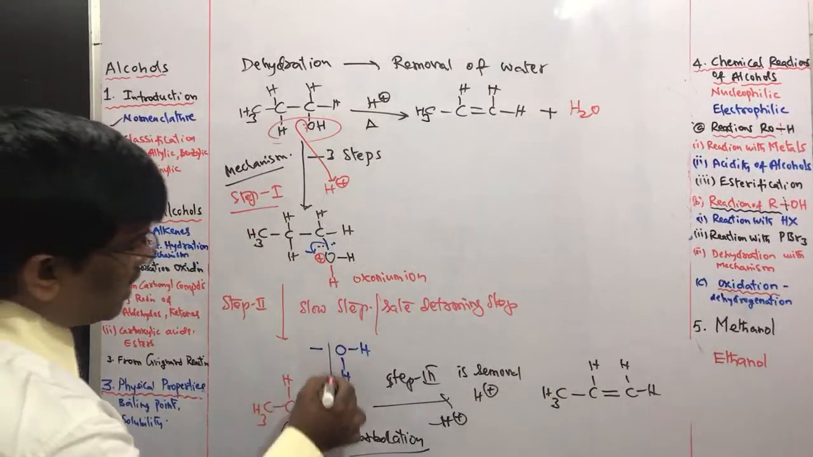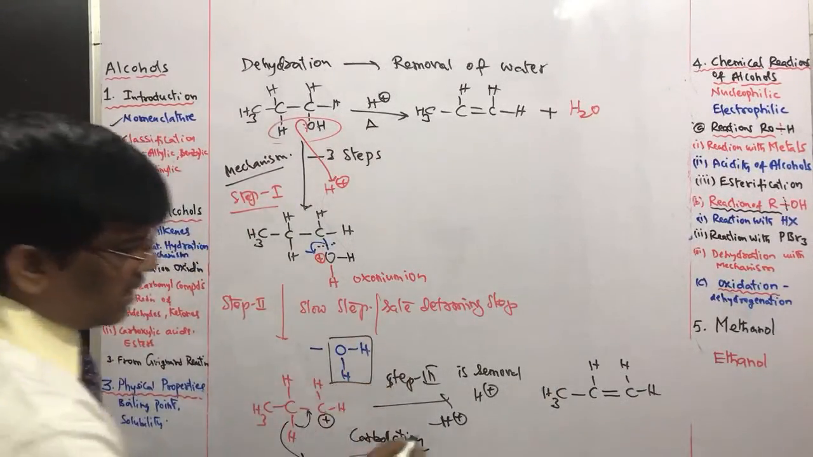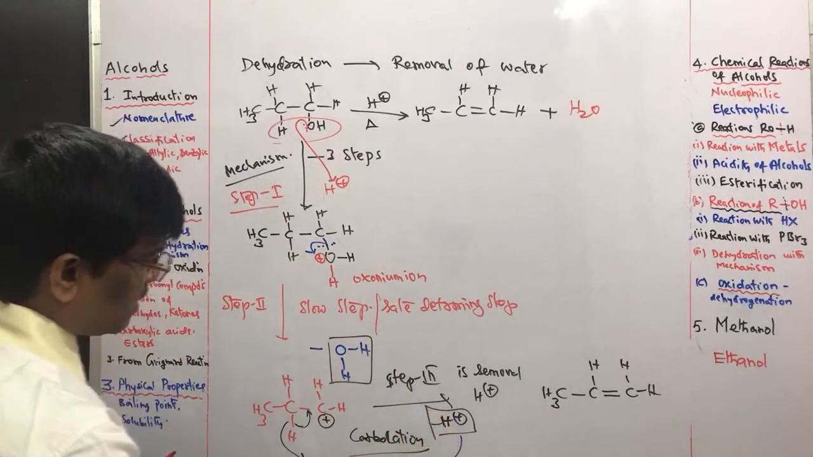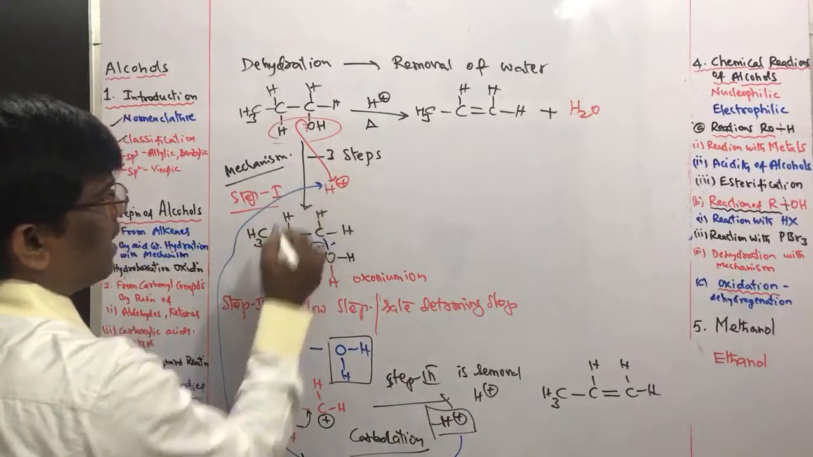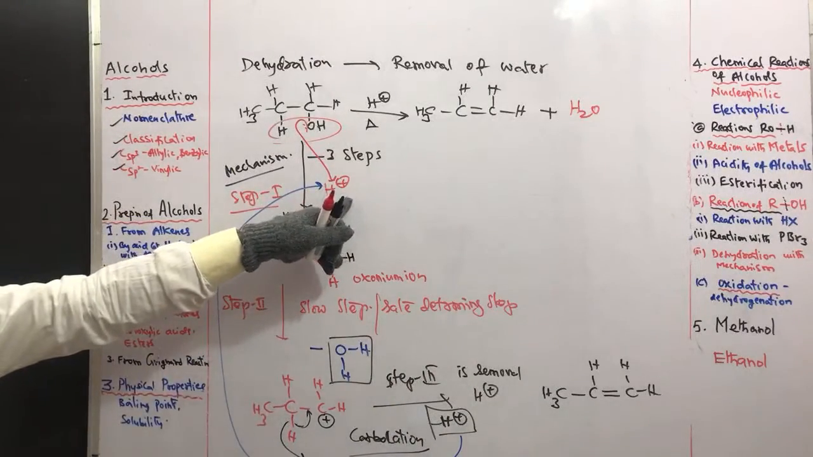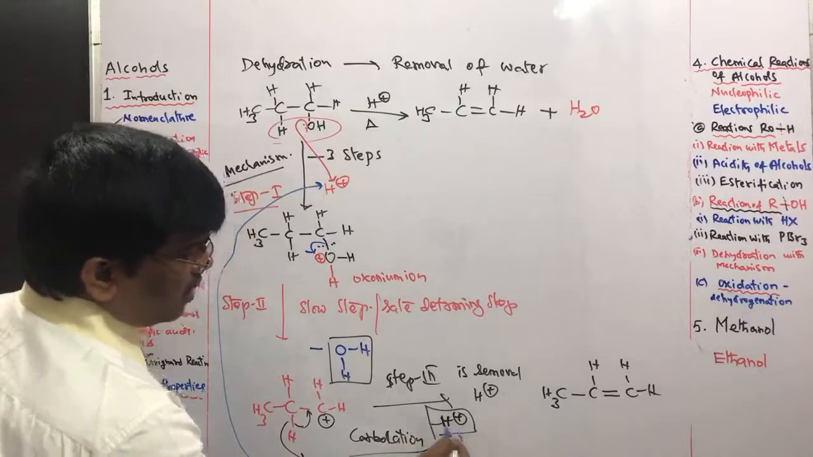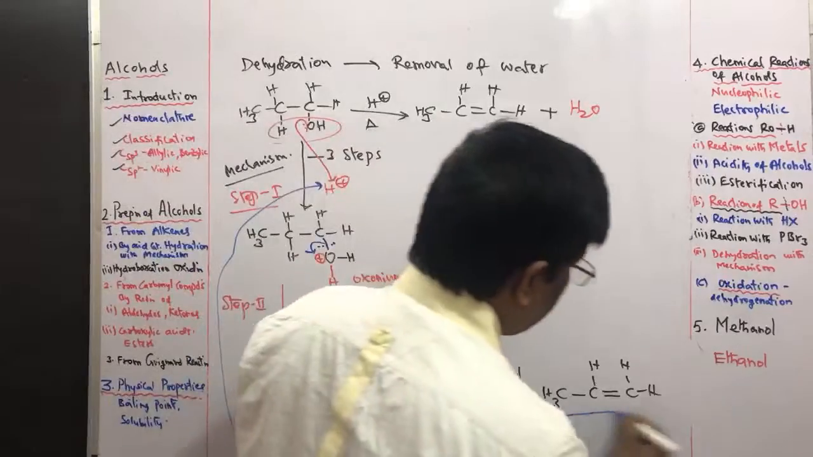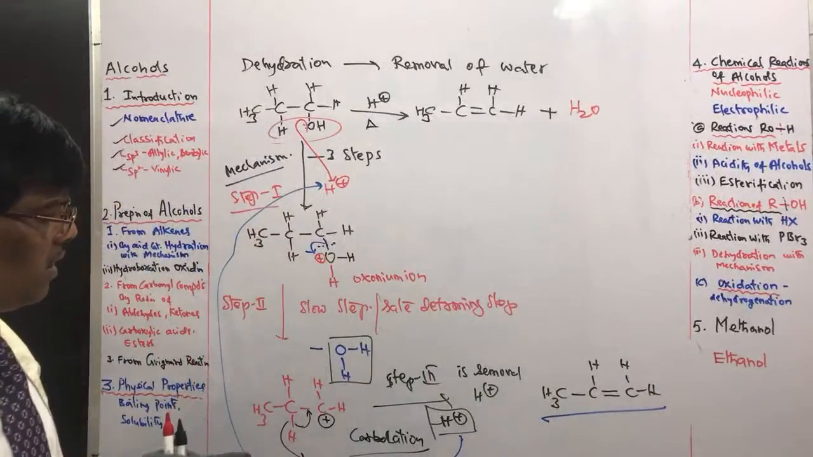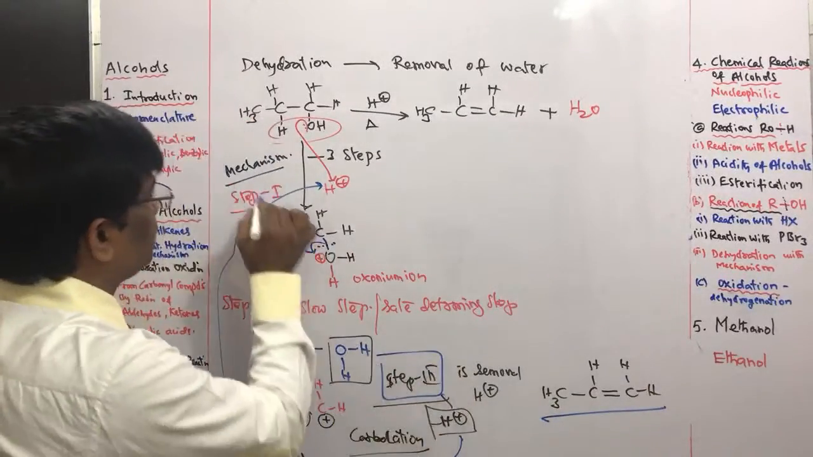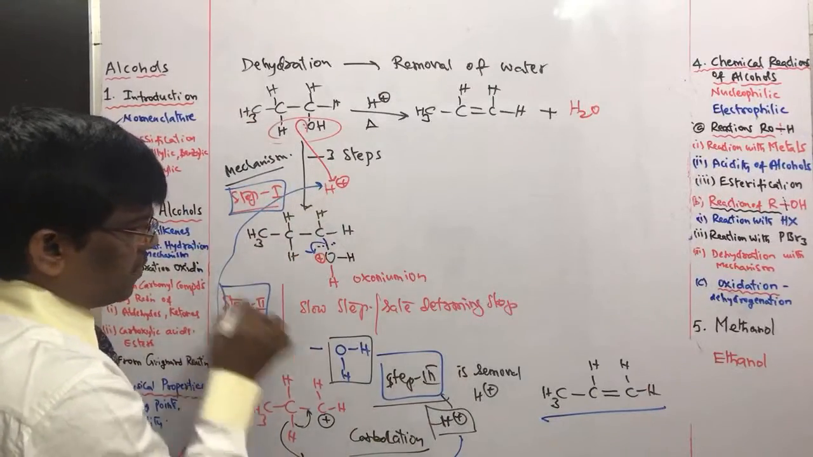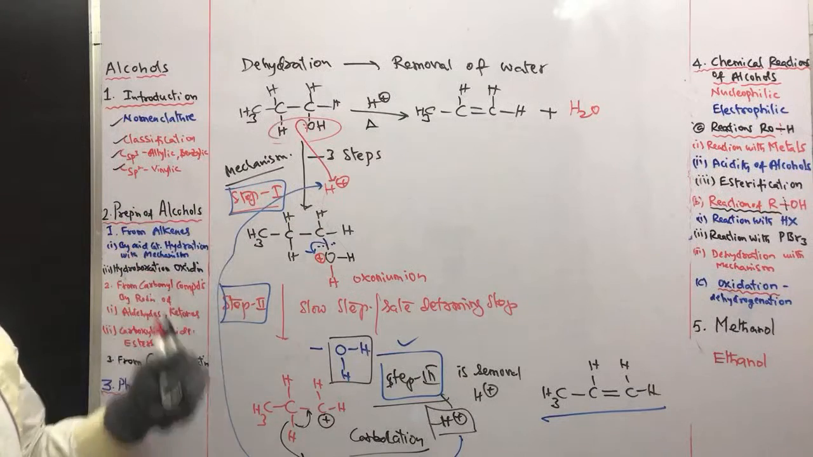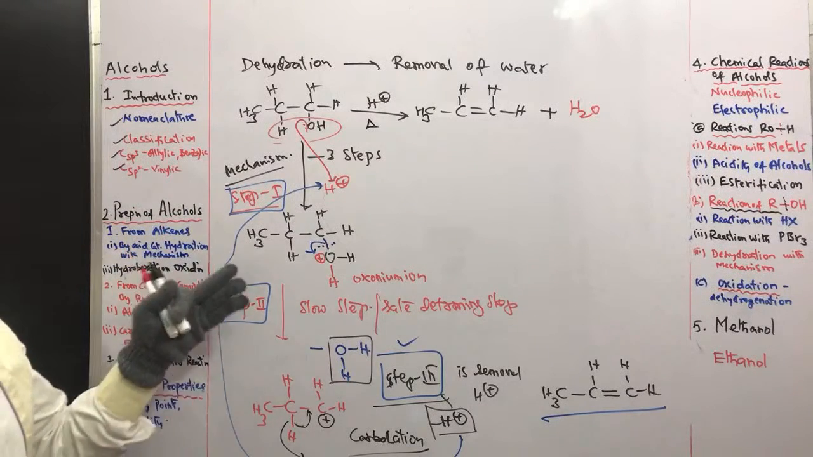So the overall reaction is minus water, and the H plus ion which is coming here is going to recycle and act as the H plus ion in the first step. So this is a cyclic reaction that gives alkene. This is how, in a three-step method, first step, second step, and third step, dehydration of alcohols takes place.